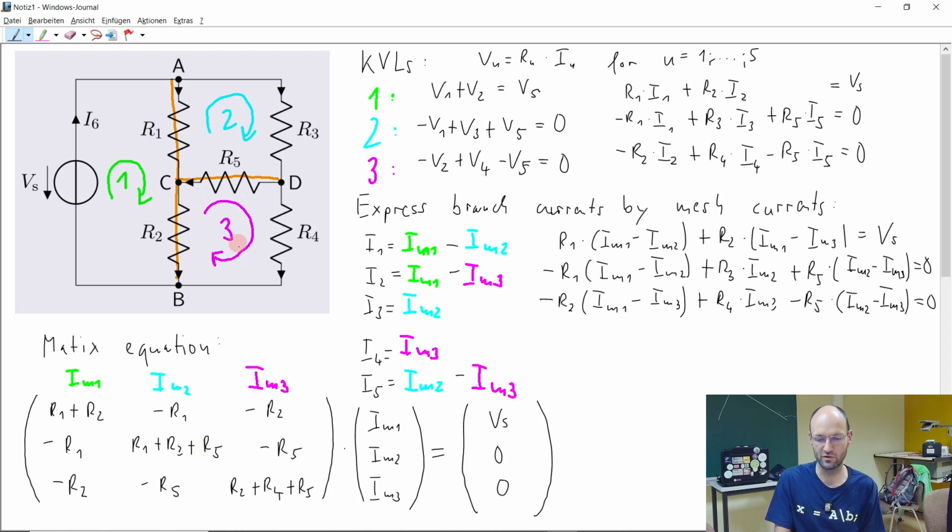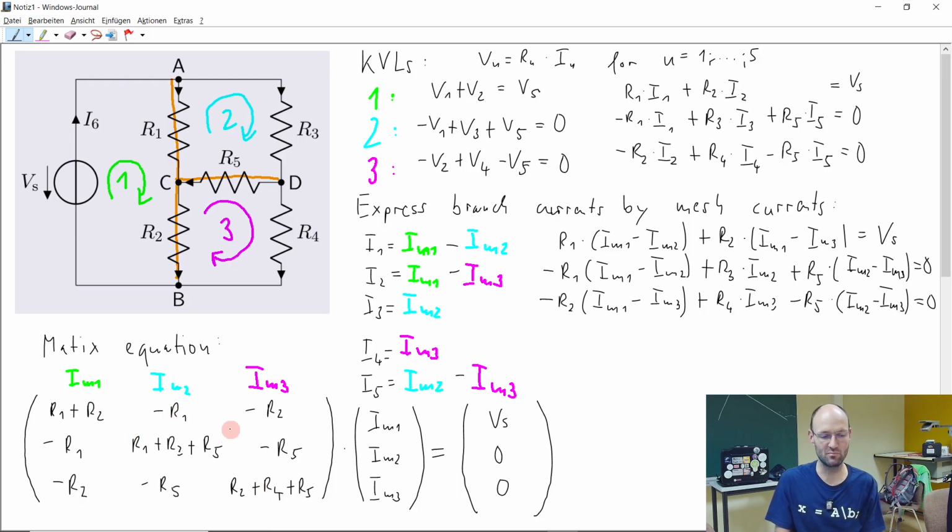And the last mesh closes a loop over R2, R5, R4. That's why we have here R2, R5, R4. Okay, so this is the rule to set up the main diagonal. And so we would not necessarily need to have done this before. If we had known this rule, we could also directly have set up the system of equations.